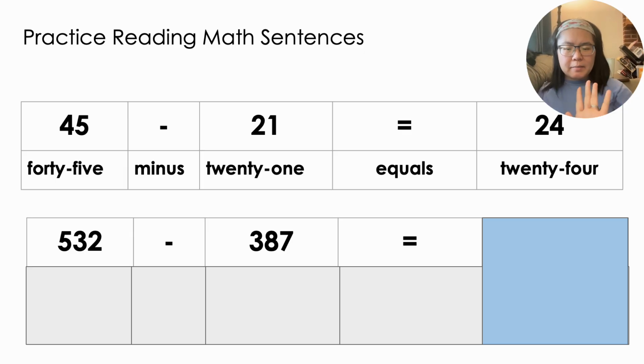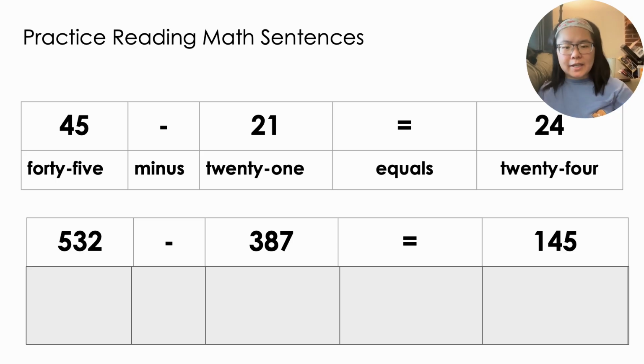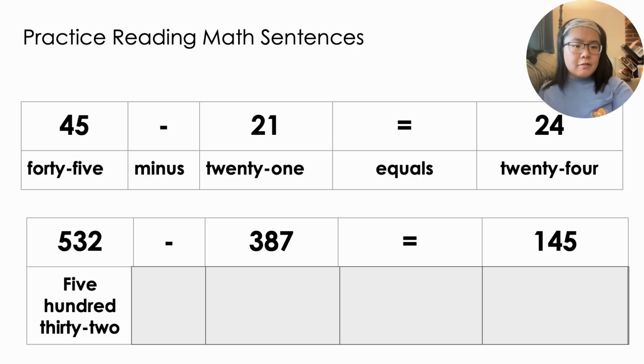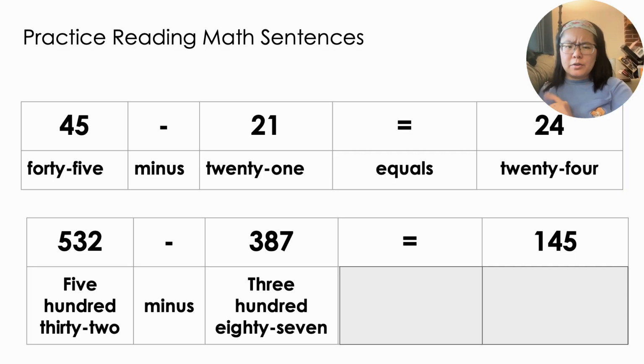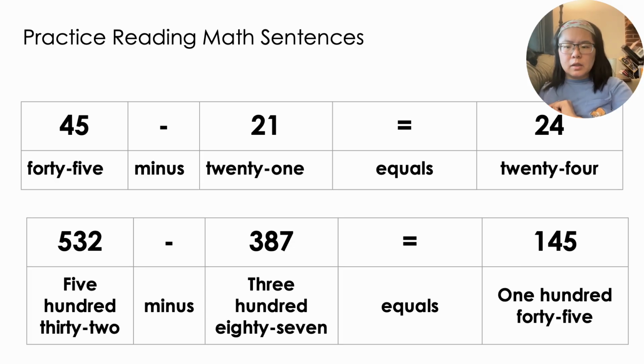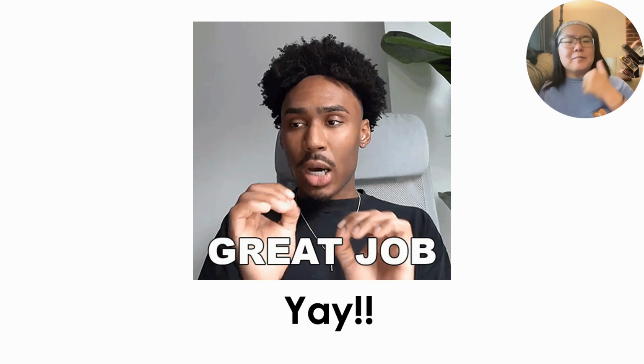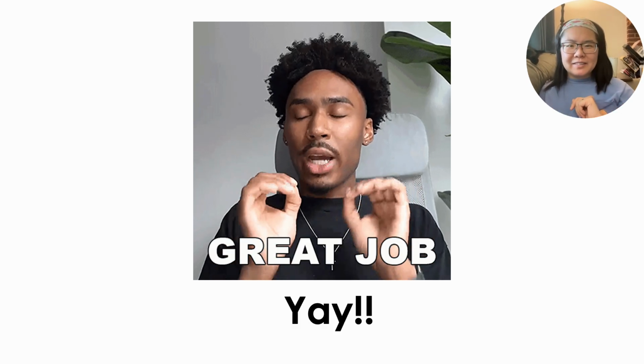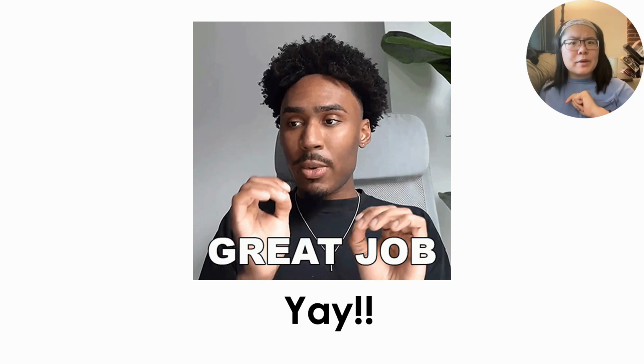I'll give you a minute to think about the answer. Okay, here's the answer, and let's read the sentence together. 532 minus 387 equals 145. Okay, great job. You did it. That is some practice with subtraction.